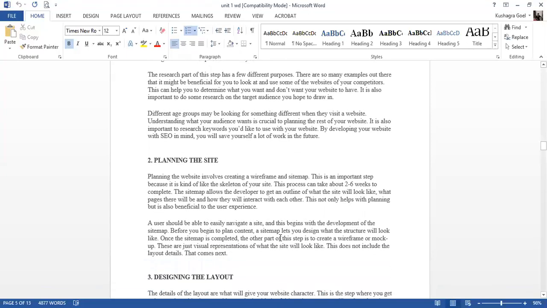Next step is planning the site. Planning the website involves creating a wireframe and sitemap. This is an important step because it is kind of like the skeleton of your site. The process can take about 2 to 6 months to complete. The sitemap allows the developer to get an outline of what the site will look like, what pages there will be, and how they will interact with each other.